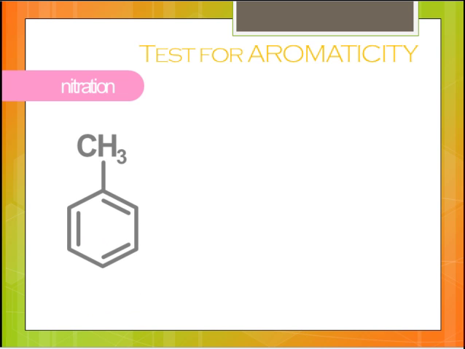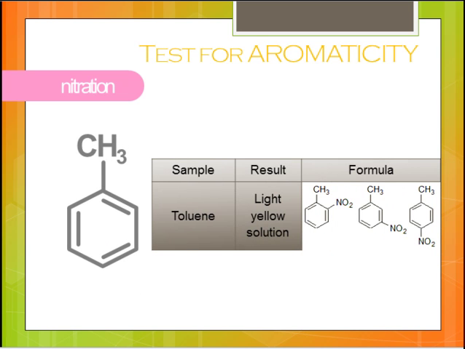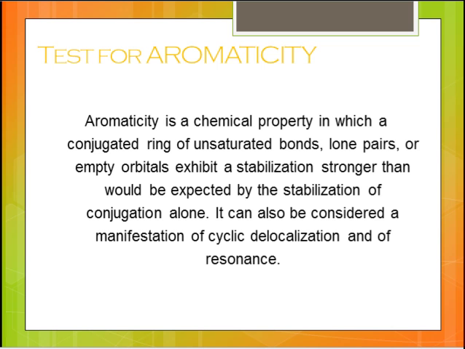Seen here is toluene, an aromatic compound. Since we observed a positive result, we can be certain that we have successfully made nitrotoluene. We have mentioned aromaticity for quite some time now, thus it would be best to define it. Aromaticity is defined as a property in which a conjugated ring of unsaturated bonds, lone pairs, or empty orbitals exhibit a stabilization stronger than would be expected by the stabilization of conjugation alone. This may be quite complex to understand, but as the internet seems to say, there is no simpler definition for it. So just take it in for what it is, and hopefully it's not very confusing. Moving on.